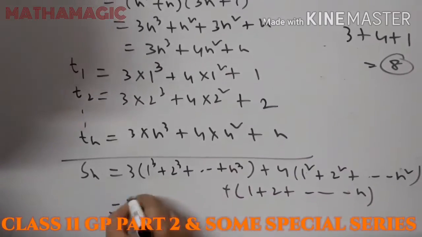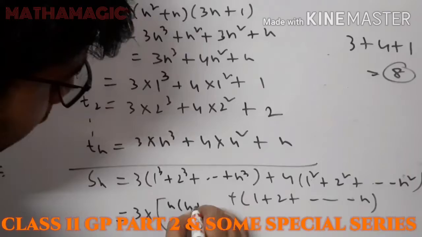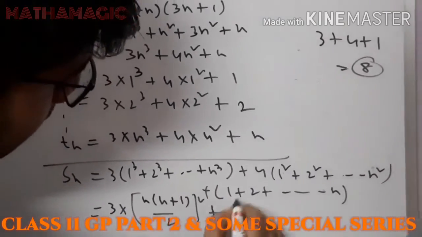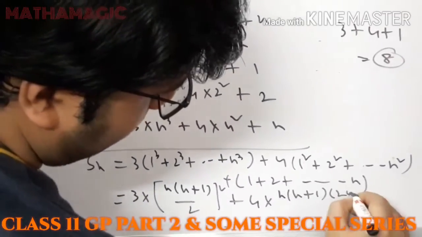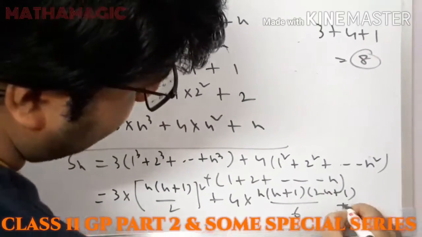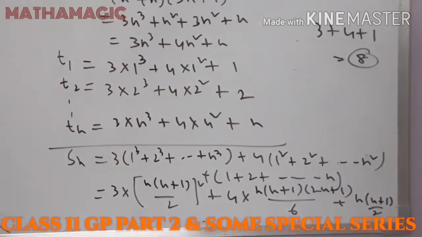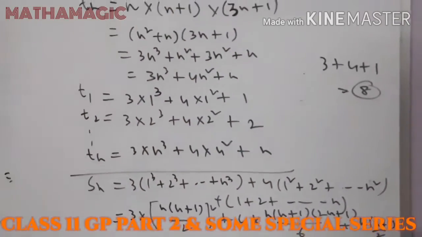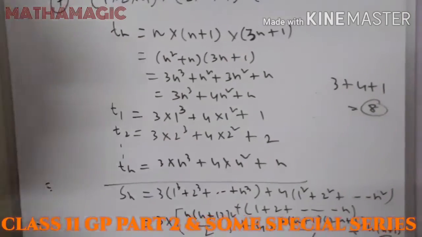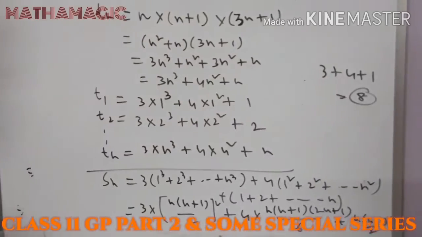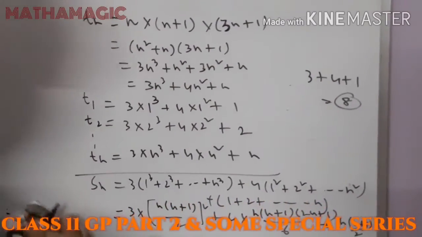Now 3 into, what is the formula? Just now for the previous sum we have written n into n plus 1 by 2 whole square. For this it will be 4 into n into n plus 1 into 2n plus 1 divided by 6, and for this it will be n into n plus 1 divided by 2. Now we can perform the LCM to get a simplified form, or else you can just leave it like this. So this is how we can solve this kind of series problem. So please note it down so that we can move to the next type of series.